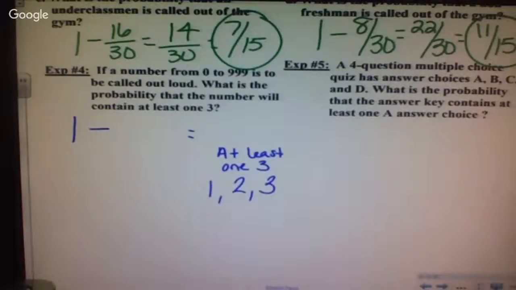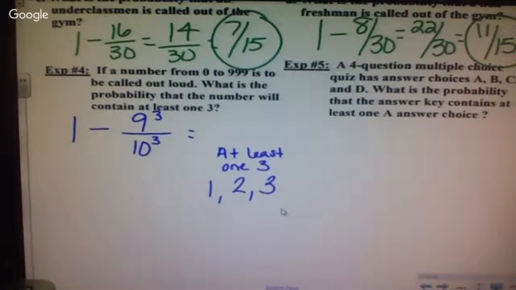So I don't want a 3 at all. If I don't want a 3 at all, how many options does that leave me? How many digits do I have? 10. And if I'm taking out the 3s, 9. So I can put any of my remaining 9 numbers in any spot that I want. So that's 9 to the 3rd. Over, in the bottom, 10 to the 3rd, because that's my total amount of options.